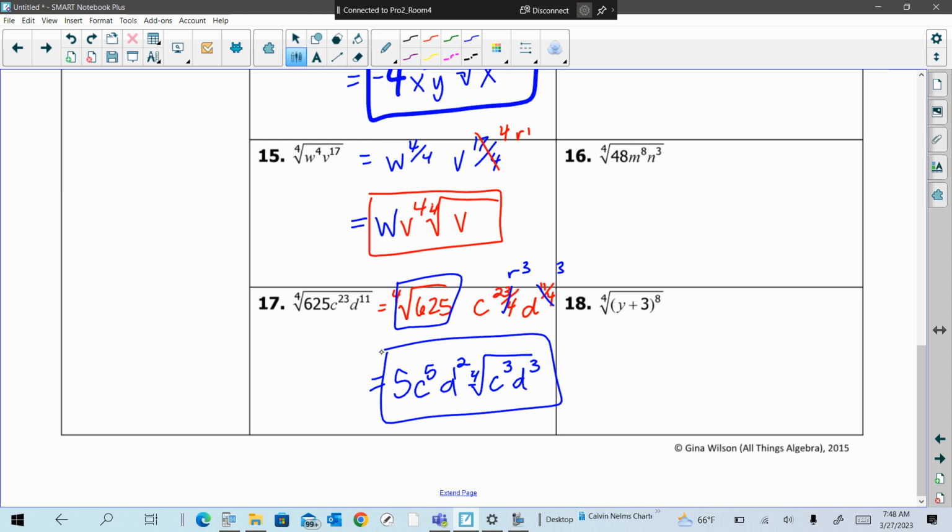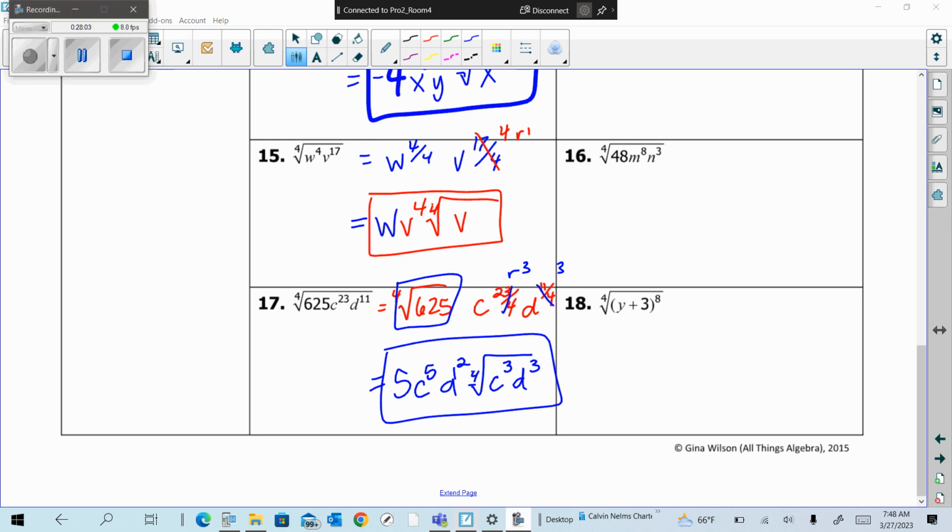Alright, so what I would like for you to do is try to do the evens and then put this in the tray when you're done. We'll go over it tomorrow.